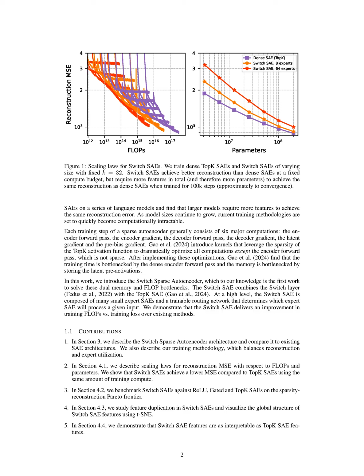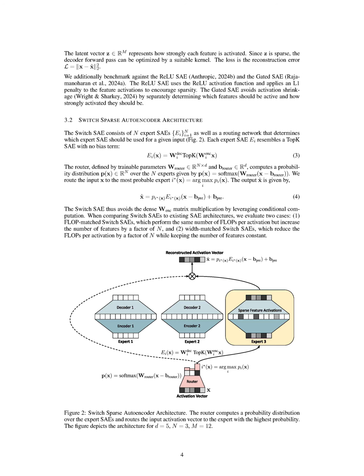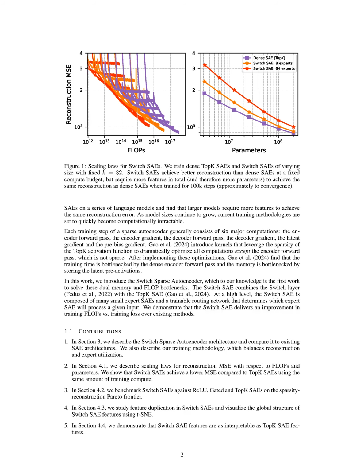The switch sparse autoencoder, switch SAE, operates by utilizing a combination of multiple expert sparse autoencoders and a routing network to optimize the processing of input data. The architecture consists of n expert SAEs, each resembling a top-K SAE, and a routing network that determines which expert will handle a given input. The routing network computes a probability distribution over the experts using a softmax function, allowing it to select the most suitable expert based on the input's characteristics.